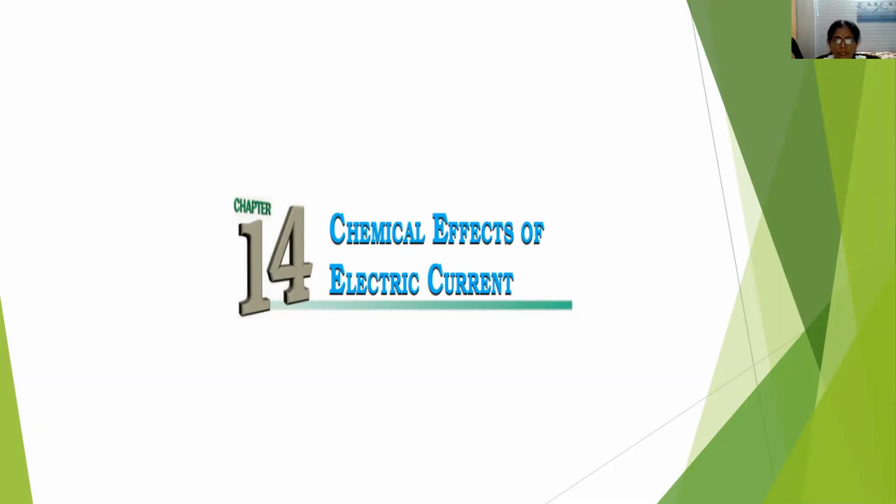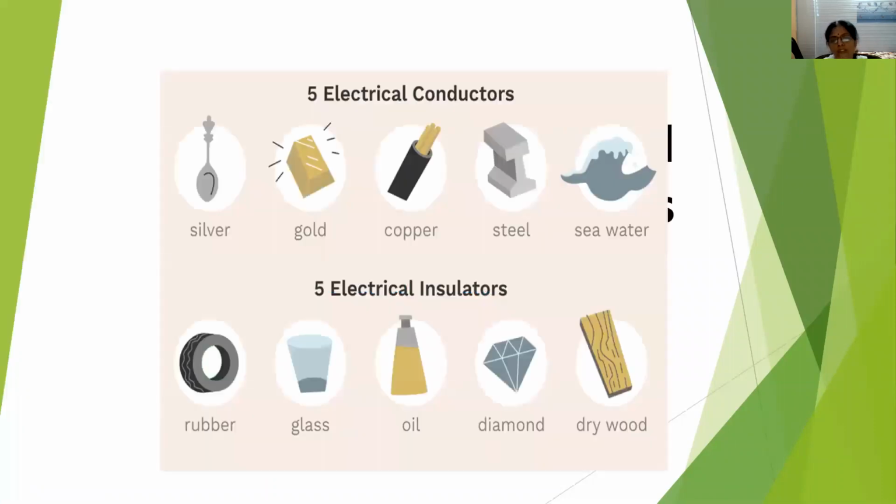In this session, we shall be revising chapter 14, chemical effects of electric current, with some activity from your NCERT science textbook. So children, in this chapter first we have learnt about what are electrical conductors and electrical insulators. Here you can see some examples of electrical conductors are silver, gold, copper, steel, seawater, etc. And electrical insulators, or you can tell poor conductors of electricity, are rubber, glass, oil, diamond, dry wood, etc.